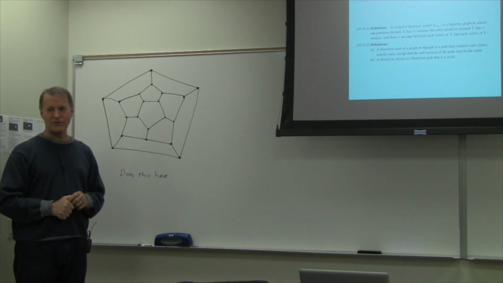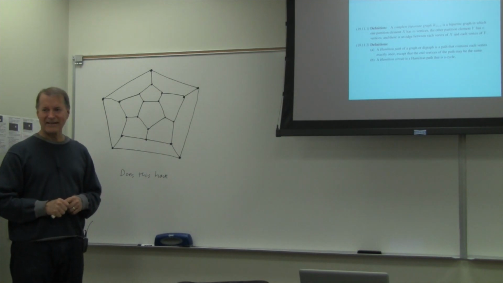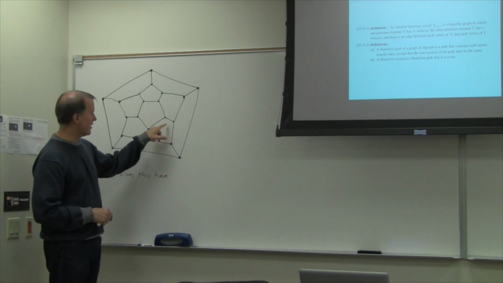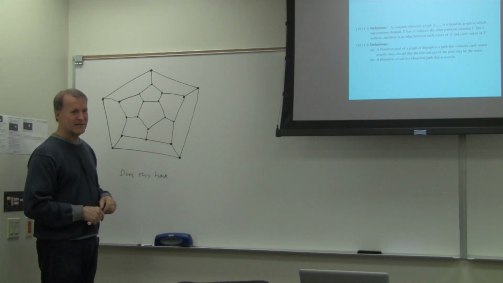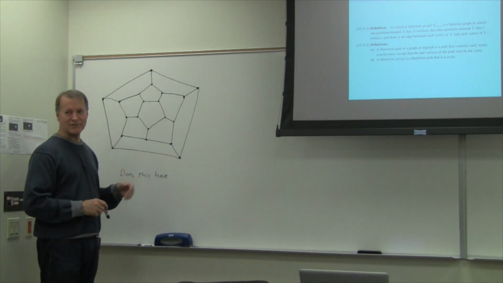Does it have an Euler circuit? No. How do you know it doesn't have an Euler circuit? Because it's got many vertices of odd degree. There's odd degrees all over the place. They all have to have even degree for it. So you know right away it doesn't have an Euler circuit, right?